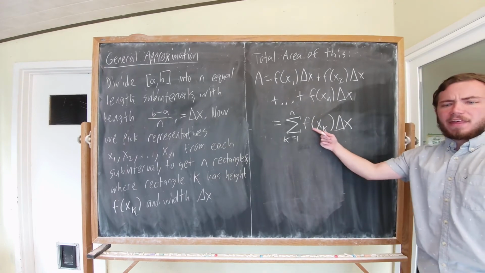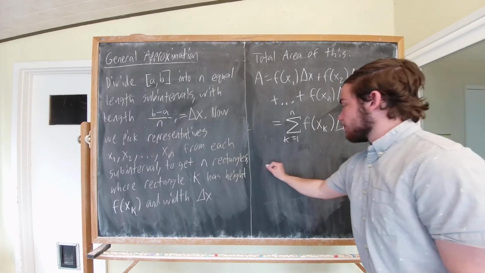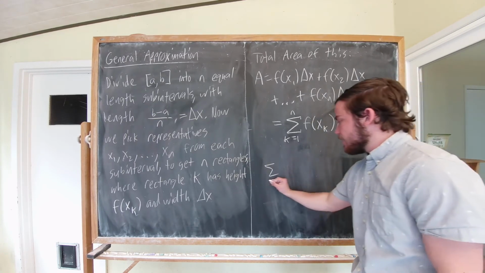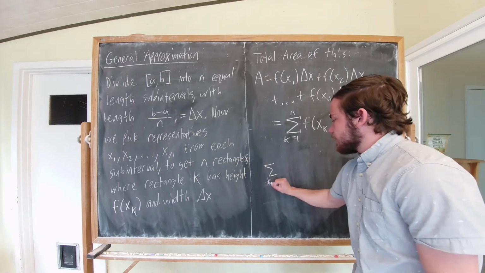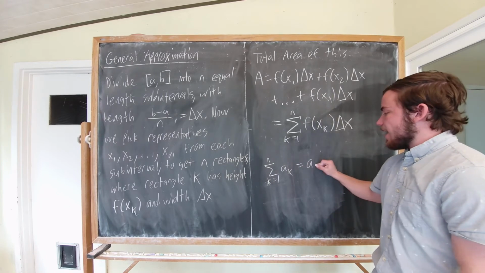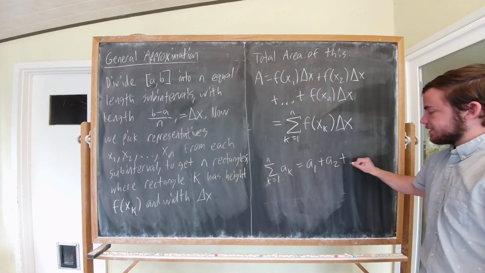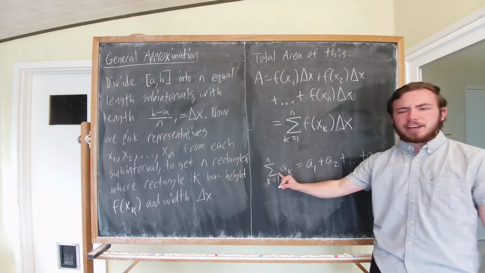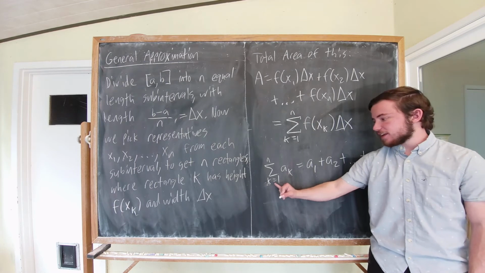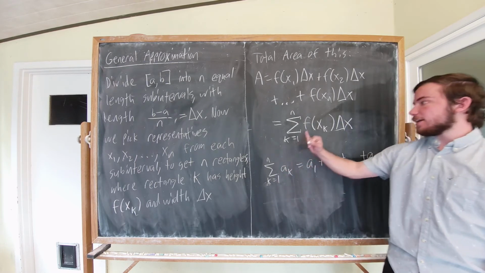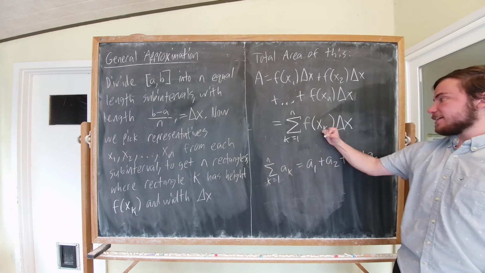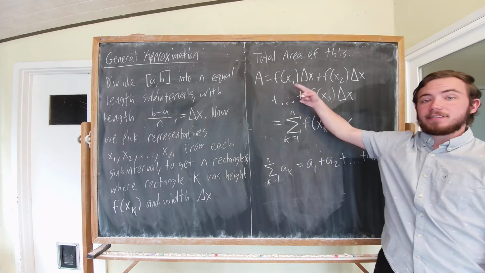And you might be like, well, what does all this mean? In general, if you have some sequence of numbers, a1, a2, a3, the sum from k equals 1 to n of ak is a1 plus a2 plus up to an. So this sigma notation just says, add up each one of these things as k goes from 1 to n. So here we're saying, add as k goes from 1 to n, f of xk delta x. And that will be precisely this thing.